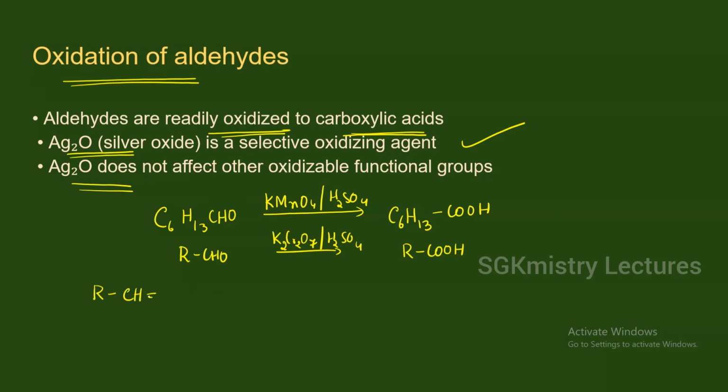Now talking about silver oxide, which is a selective reagent, let us take some other functional groups present in the molecule. Let me take a double bond. If this aldehyde is subjected to oxidation in the presence of silver oxide and a base, we get RCH=CH COOH.